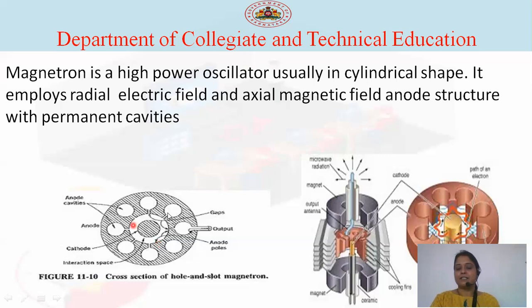This is the constructional diagram. Same way, this is the cathode block which is surrounded by the anode block. This is the anode, and it has a number of cavities. This is the constructional diagram.